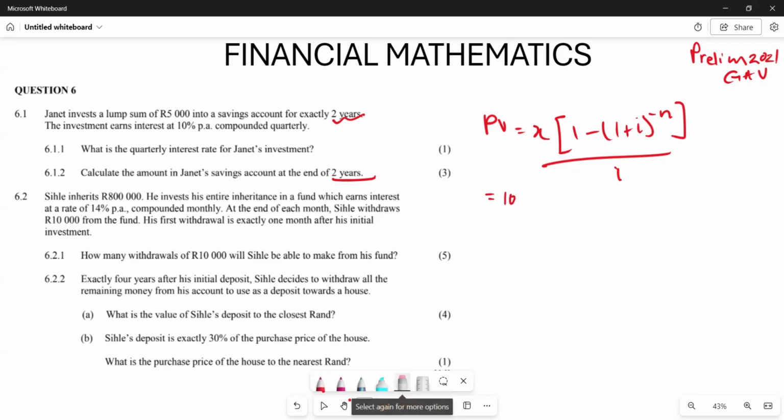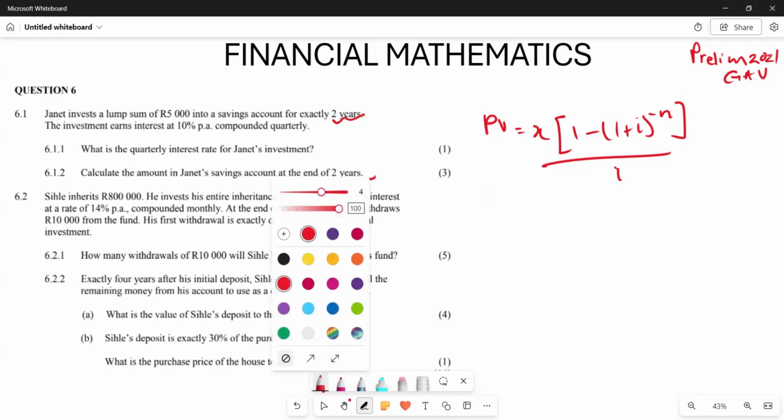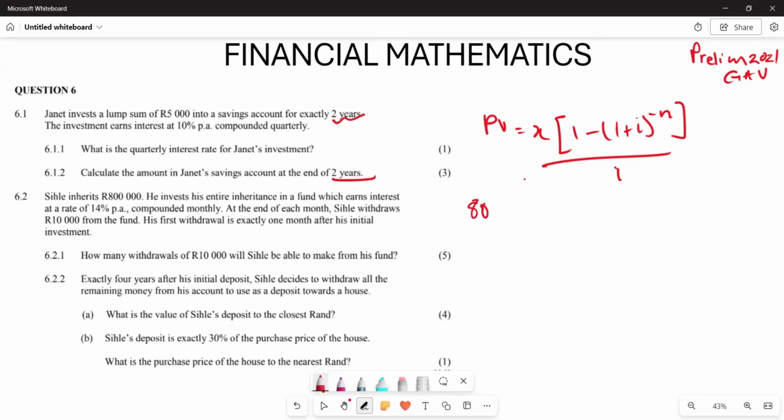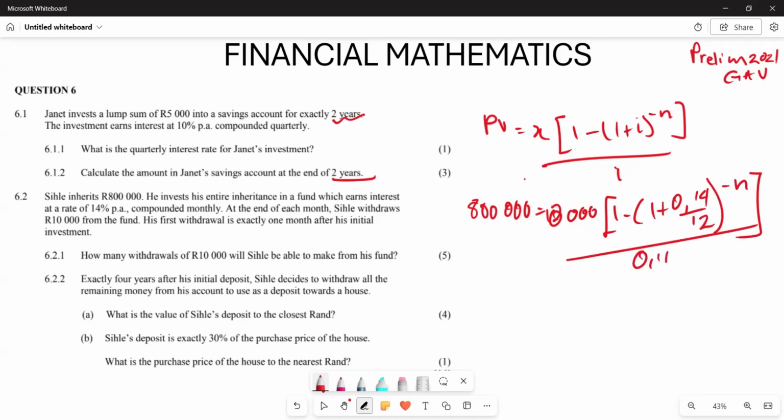Let's start with the present amount. Now, the present value that Sihle is having, remember we know that Sihle is having 800,000, isn't it so? Yes. Now, the amount that Sihle is going to be paying, that is taken from the bank, is only 10,000, right? So this is going to be 1 subtract 1 plus. Now they said the interest that is going to be received by Sihle is 14 percent, right? It's going to be 14 over 12 for this to the power of negative n over this is 0.14 over 12.